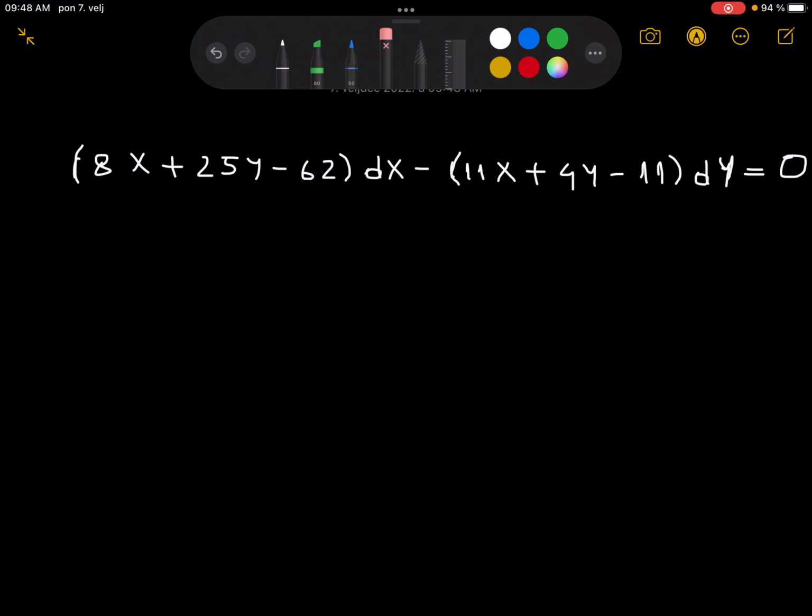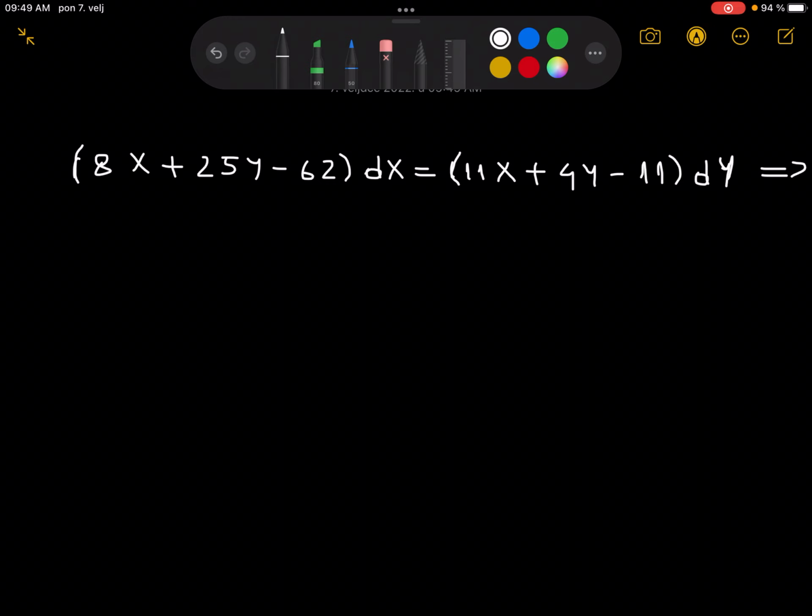So hello everybody, today we're going to be doing a somewhat homogeneous differential equation. It's not exactly homogeneous, but I'll show you how we can make it into a homogeneous differential equation. So (8x plus 25y minus 62) dx minus (11x plus 4y minus 11) dy is equal to 0. So instead of rewriting all of this, I'll just erase this and I'll put in an equal sign here.